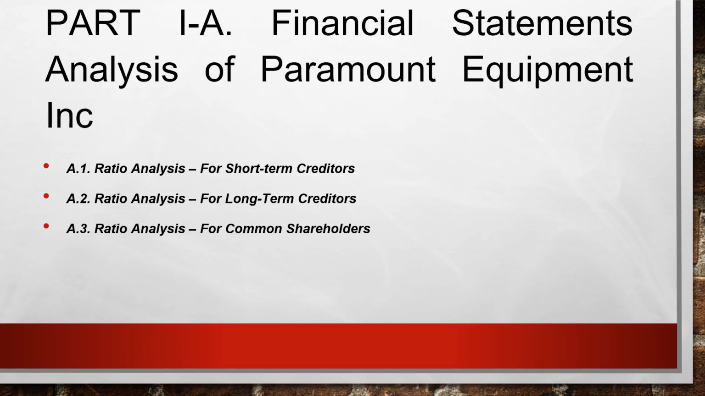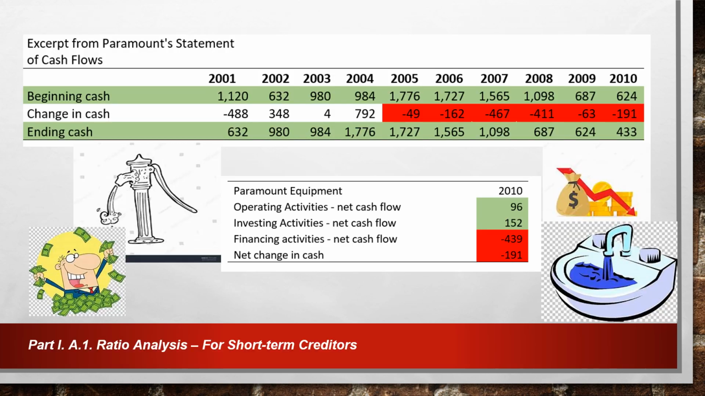So in this part, when we look at Paramount Equipment financial statements, we look at the ratio analysis for short-term creditors, long-term creditors, and for common shareholders. Paramount short-term creditors like the suppliers and banks, they want to be repaid in time. So actually the focus is on the company's cash flows and on its working capital because these are the company's short-term primary sources of cash.